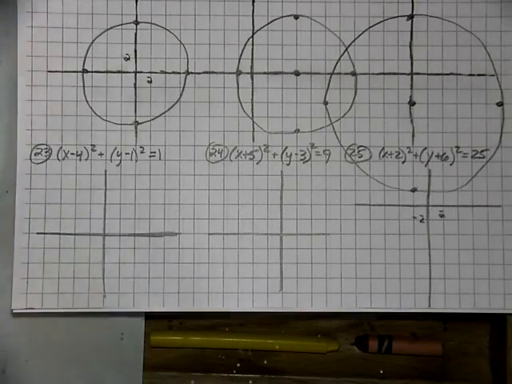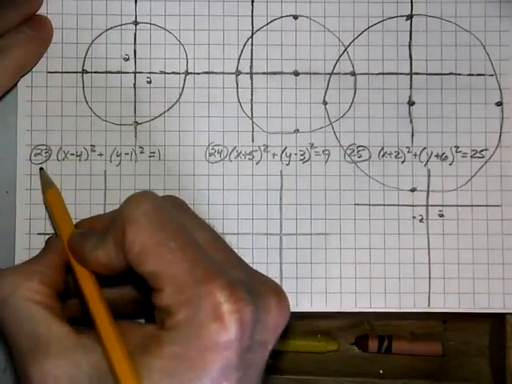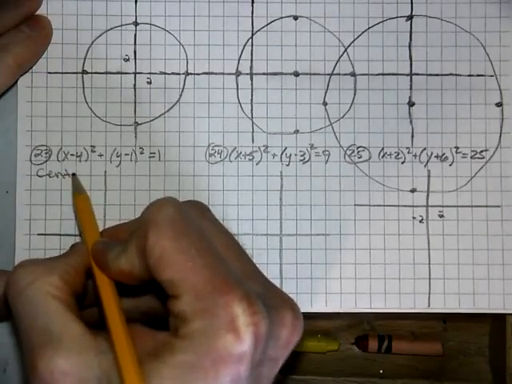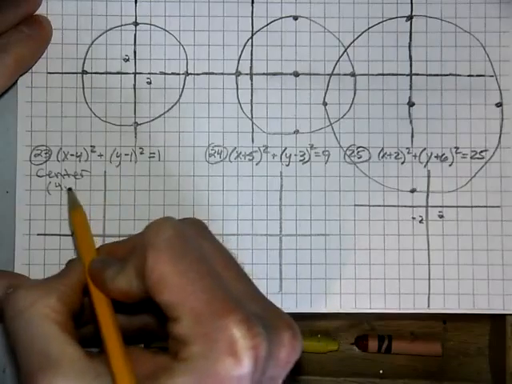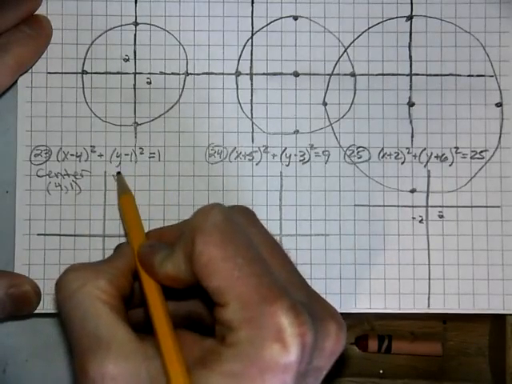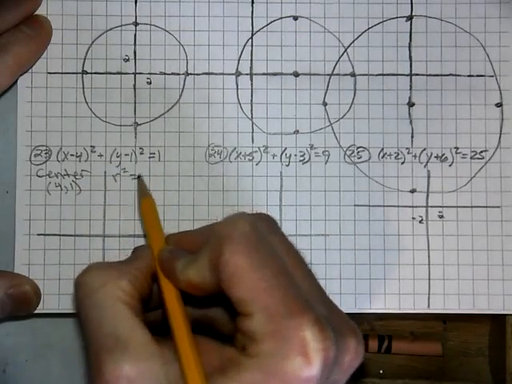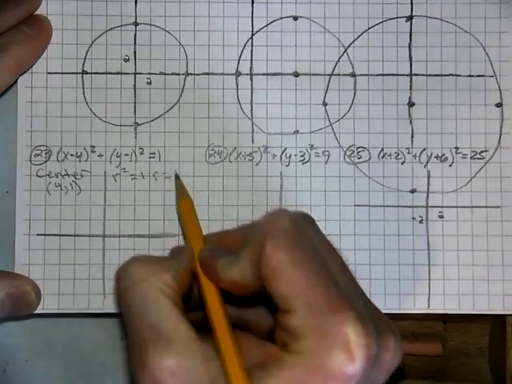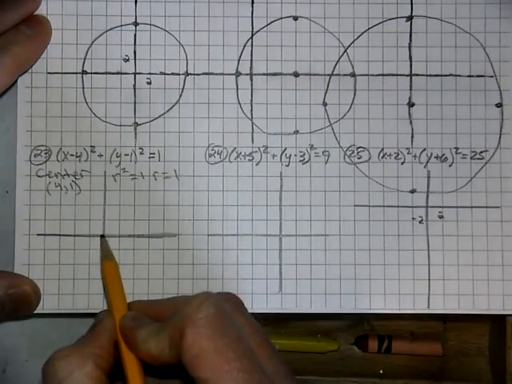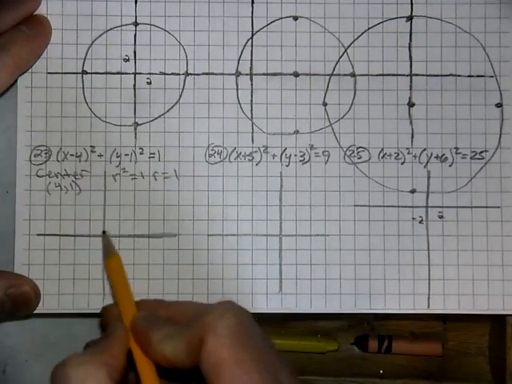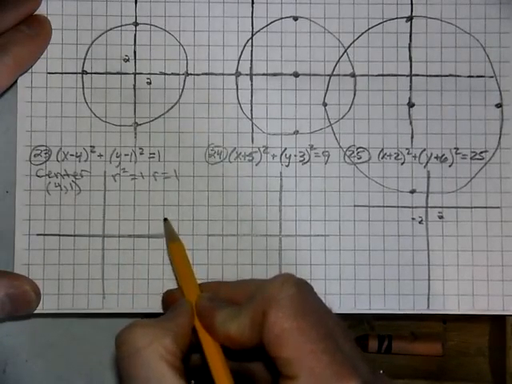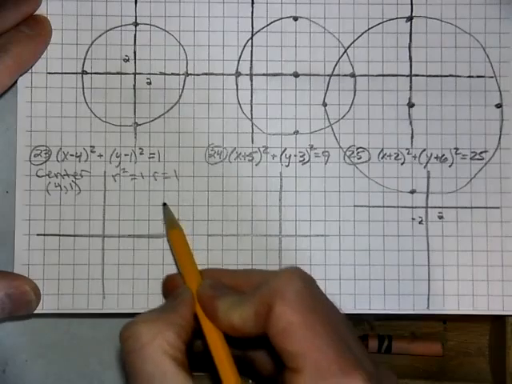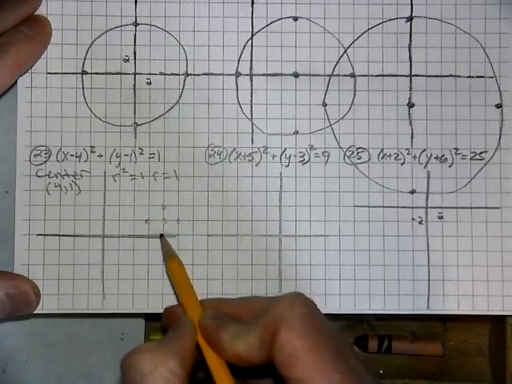For number 23, we're going to find the center. And the center is at 4, 1, and the radius squared equals 1, so the radius is going to equal 1. So a positive 4, positive 1 for your center. Then you go 1 unit to the right, up, left, and down.